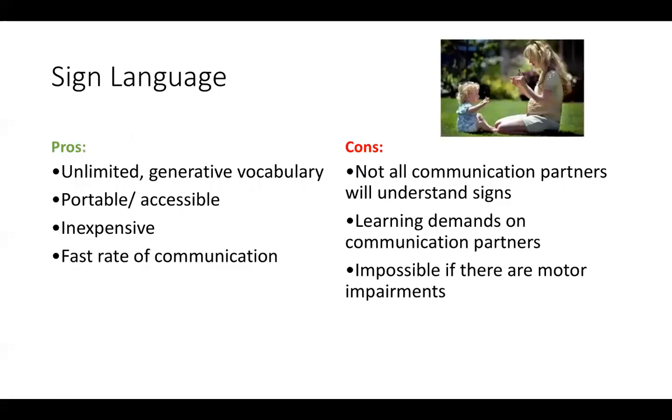So just like any type of strategy, there are going to be some pros and cons. The pros for sign language: the first is big in that it's a true language, meaning that there's an unlimited generative vocabulary. It's also portable. You could say it's infinitely portable in that a person always has access to his or her hands. It's inexpensive. Unlike equipment that sometimes costs thousands of dollars, most people can learn sign language by taking a basic class. There are books and videos out there that families can learn on their own. And the last is that it's a relatively fast rate of communication. Individuals who become proficient with sign language can communicate just about as fast as speaking individuals.